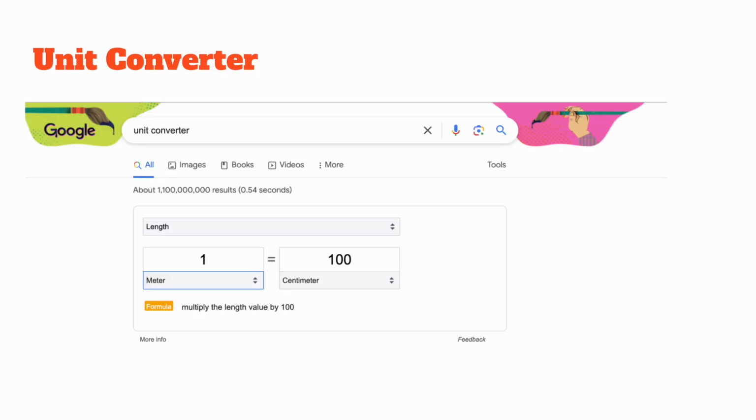Let's look through unit converter. You can go to Google and search unit converter. Then Google will show this material. You can use this material to convert any units. So this is really useful, so I hope you use this anytime when you're struggling with units.